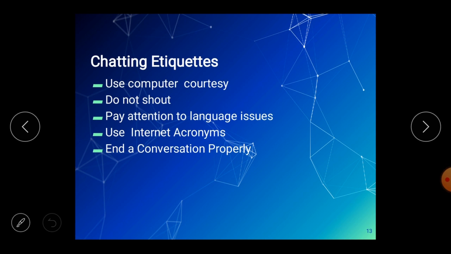So all these points come under the topic computer courtesy. The next point is do not shout. Now this is an important point. When we are not talking, we are simply typing the message, then how can we shout on the chatting or while we are sending instant messaging?